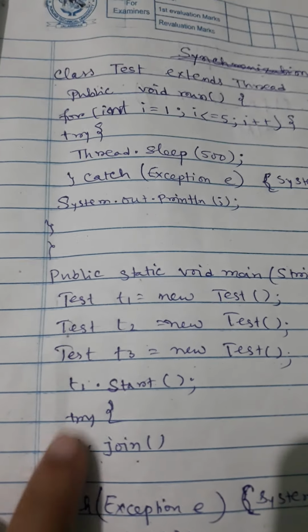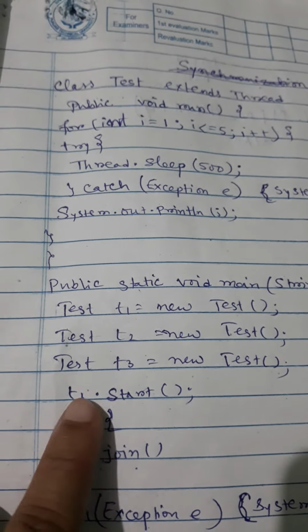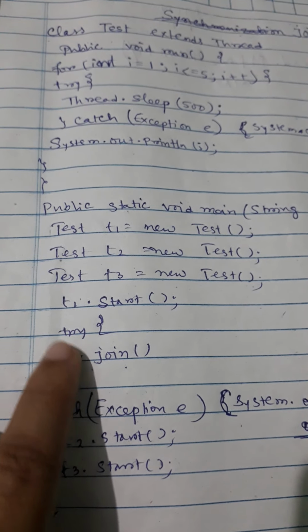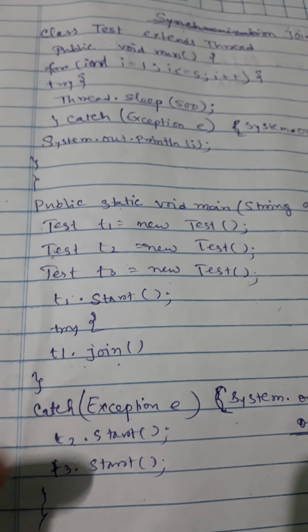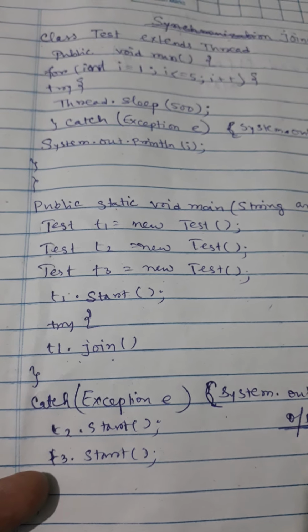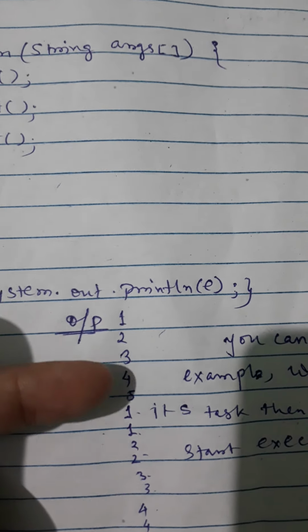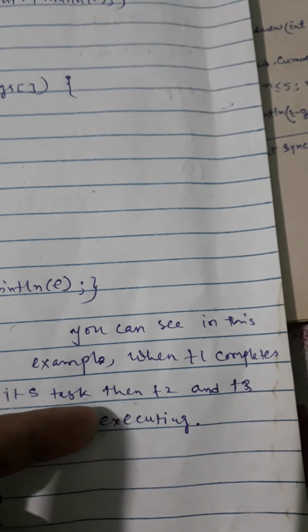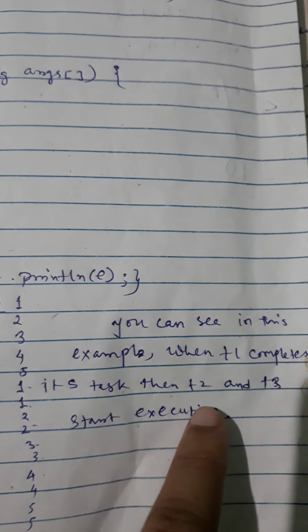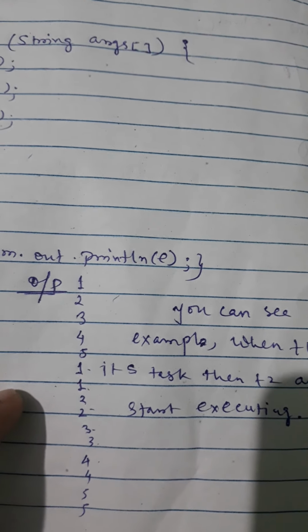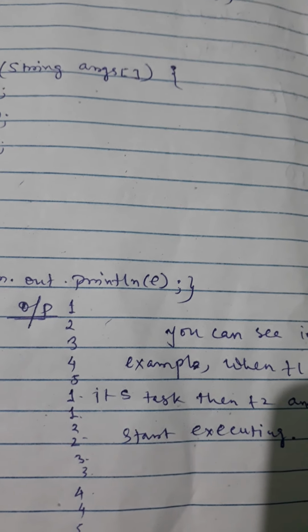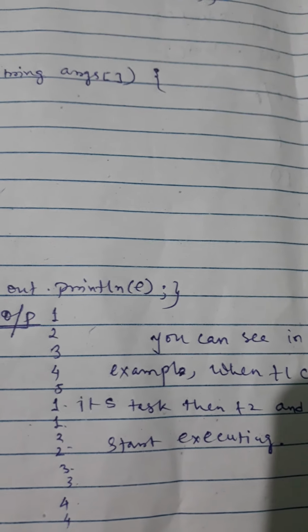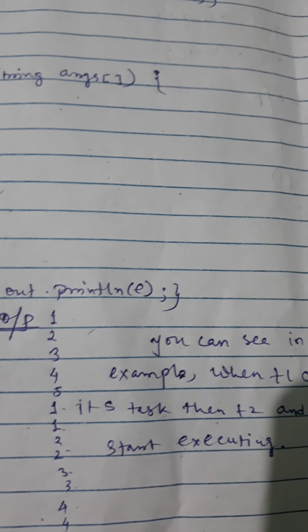So here there are three objects t1, t2, t3, and after t1.start, within try-catch, t1.join is written, because you have to complete t1 first, then t2 and t3 will be called. Here in the output, you can see that t1 completes its task, then t2 and t3 start execution, meaning before completion of any thread you cannot interrupt it, so you have to complete that thread first.